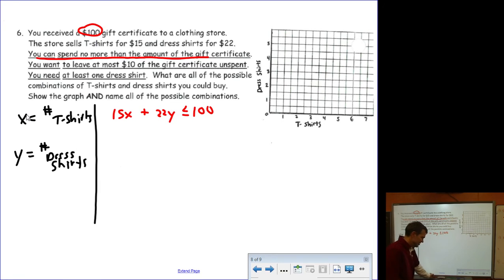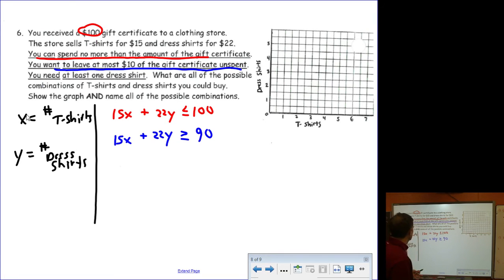That's the first restriction. The second restriction is I want to leave at most $10 on the gift certificate unspent. That is a weird way of saying I want to spend at least $90. So the $100 gift certificate only has $10 left unspent. So that means that when I buy these t-shirts at $15 each and these dress shirts at $22 each, I have to spend greater than or equal to $90.